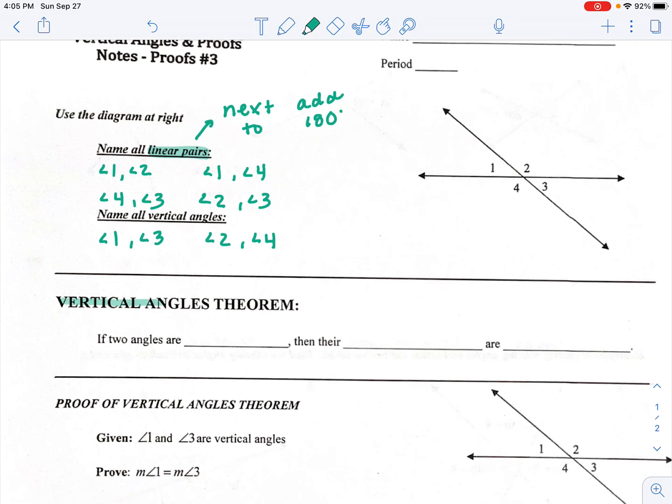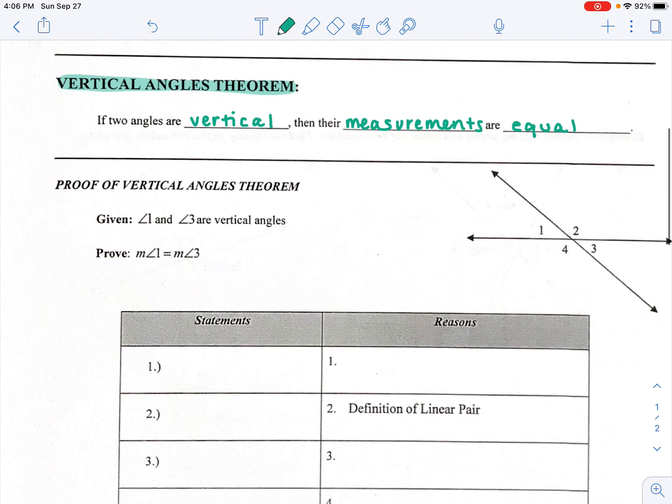All right, the vertical angles theorem. This is now going to become a reason in our proofs as well. The vertical angles theorem says if two angles are vertical, then their measurements are equal. So all that means is that vertical angles are actually the exact same measurement. Angle 1 is the same measurement as angle 3. Angle 2 is the same measurement as angle 4. They're equal to each other. That's going to help us solve for a lot of missing angles.